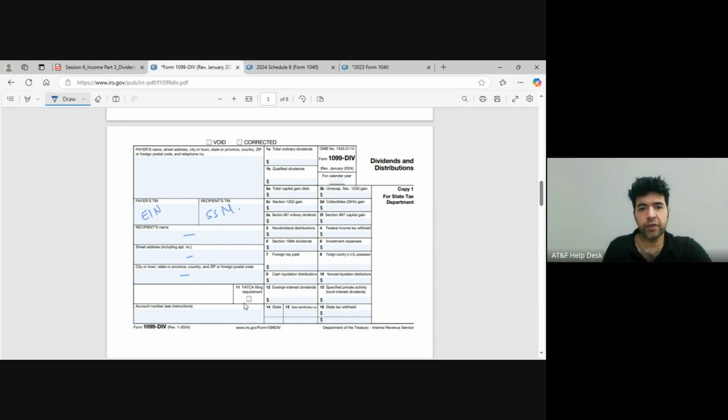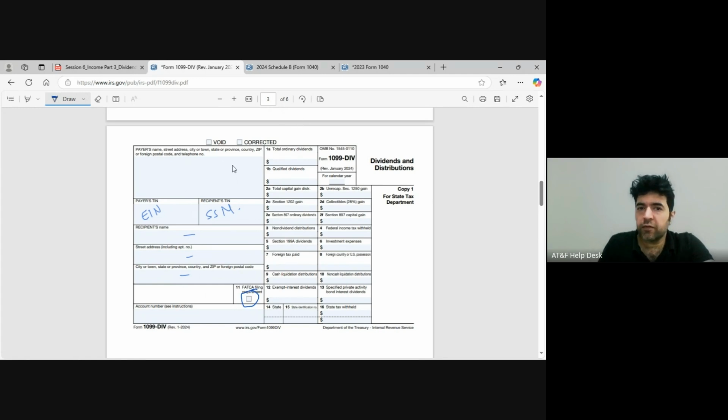So SSN will be there. Address will be there. FATCA filing is the same requirement which was there in interest income. Account number is also similar to what is in interest. So these are the same, right? Now coming to the box numbers.